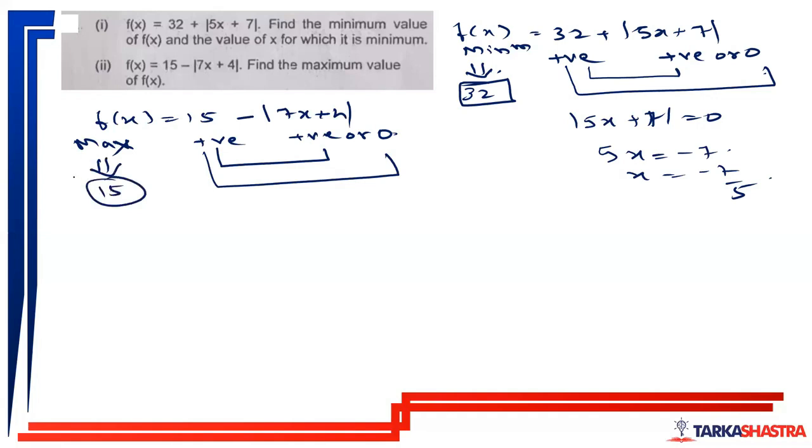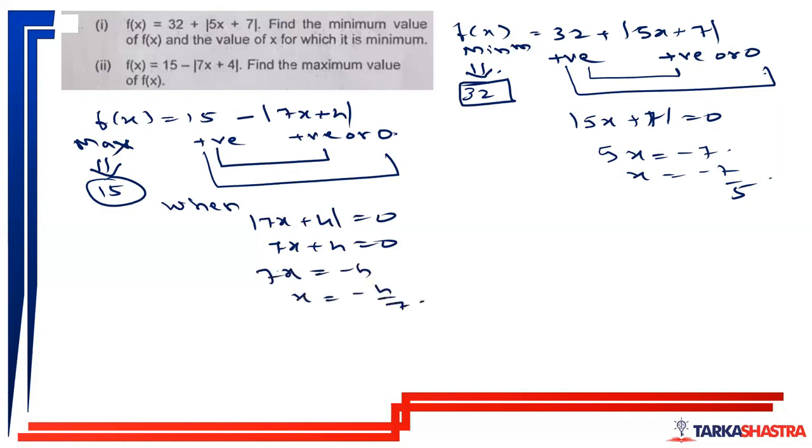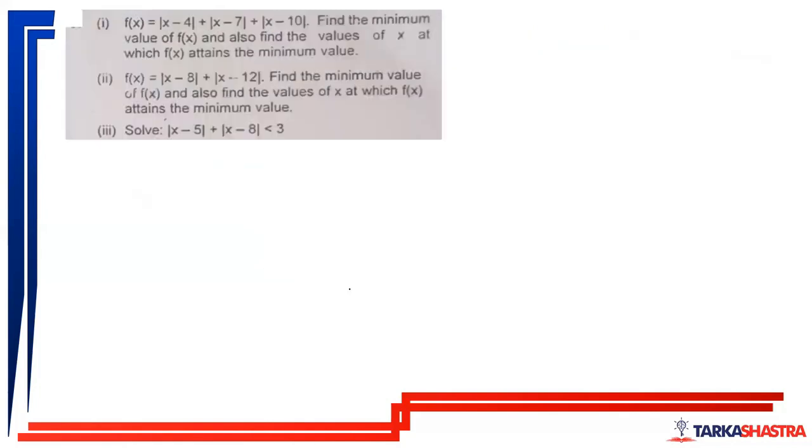Okay, now that this is the maximum value, where do we get this maximum? When mod of 7x plus 4 is equal to 0. So 7x plus 4 should be equal to 0, which gives me 7x is equal to minus 4, which gives me x is equal to minus 4 by 7. Okay, so we'll get the maximum value of f of x is 15 when x is equal to minus 4 by 7. Okay, moving forward.